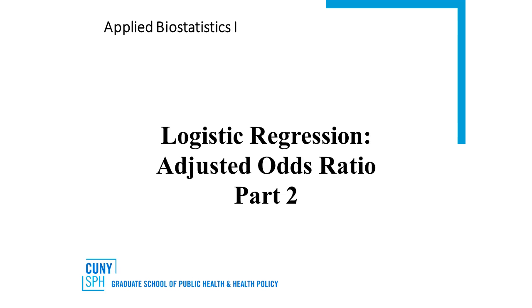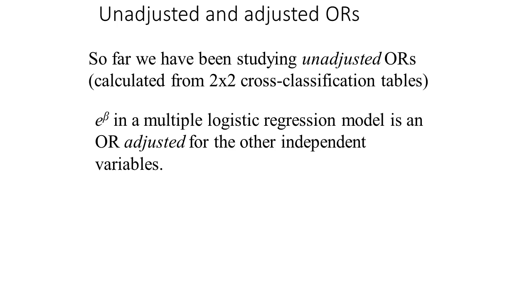This is part 2 of the lecture on adjusted odds ratio. The odds ratios we have been talking about so far are unadjusted odds ratios, or crude odds ratios. The unadjusted odds ratio is computed from a 2-by-2 contingency table, showing the relationship between the disease and the risk factor of interest without considering their relationship with other variables.